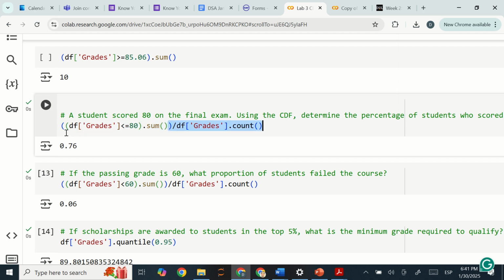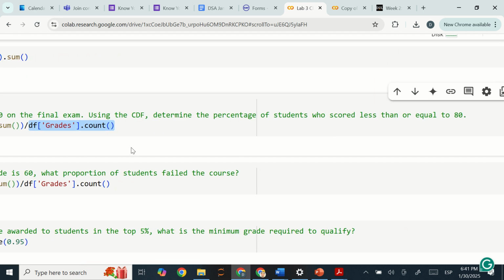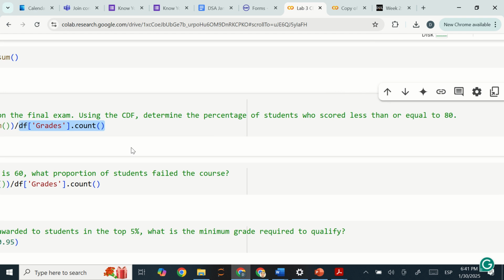So what we're doing here is basically counting how many observations are below or equal to 80. And then we just divide that over the total amount of grades. In this case, there are 100 students, right? So we get 0.76 or 76%. So we know that 76% of the students got a score less or equal to 80.